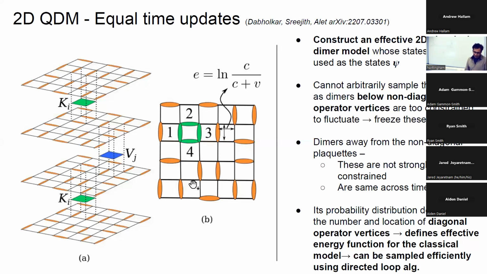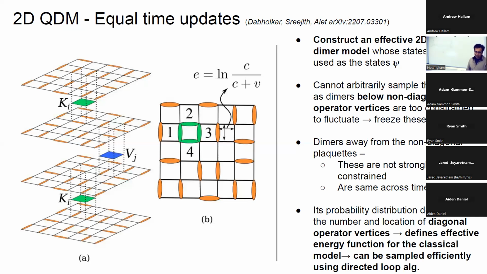What we do is, in each time slice, I basically use that algorithm to sample configurations. However, these updates should be consistent across time slices, given that there are vertices between them.